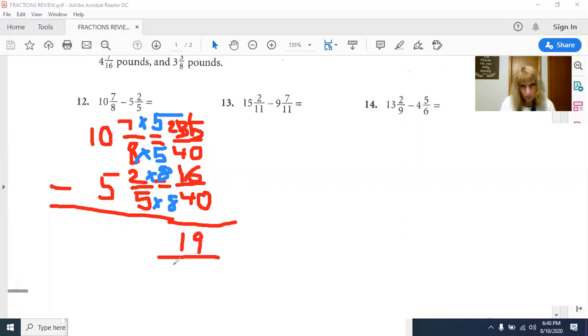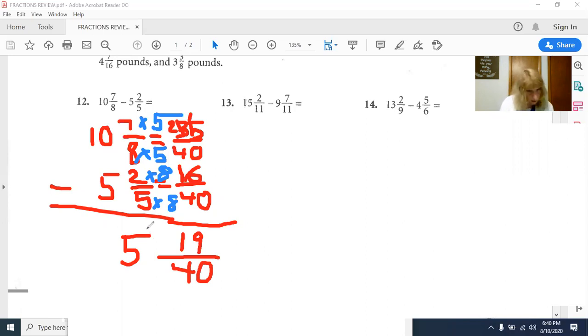19/40. 19 is a prime number, so I'm not going to be reducing that anymore. And then you just subtract 10 minus 5 is 5. So that should have been your answer. You got 5 and 1/8. So I think you reduced 19/40 or something like that, because there's nothing that'll go into 19.